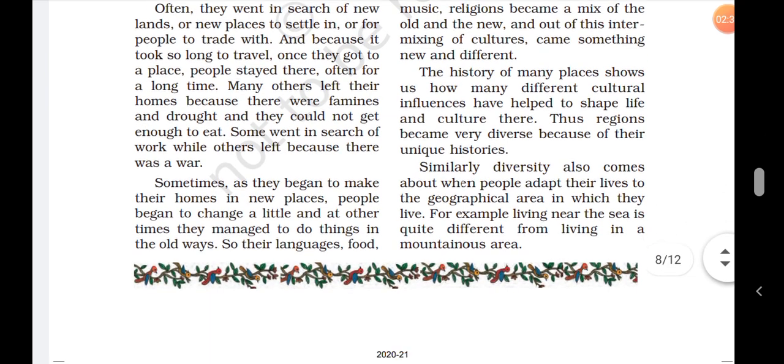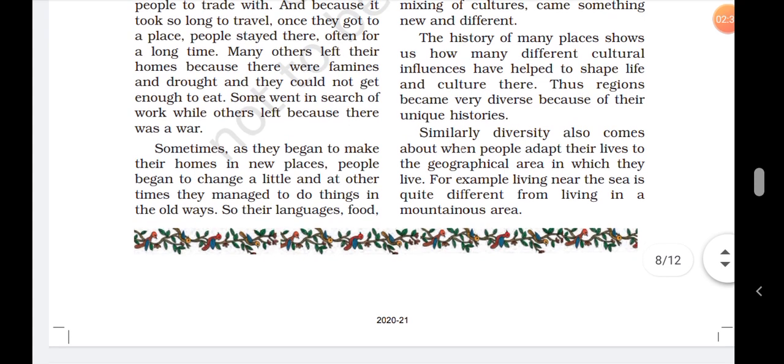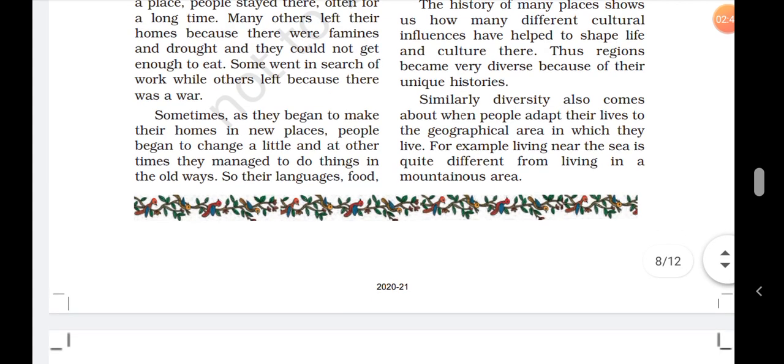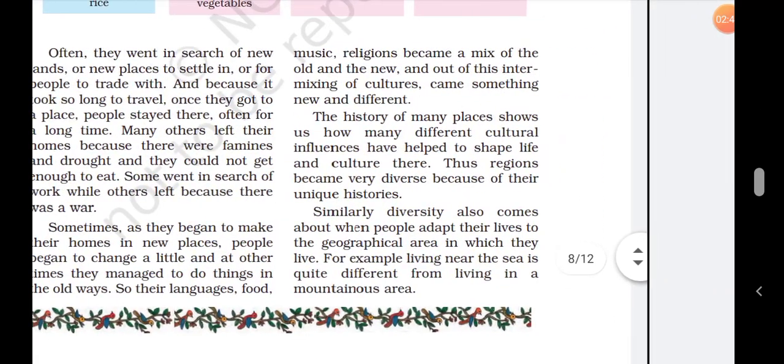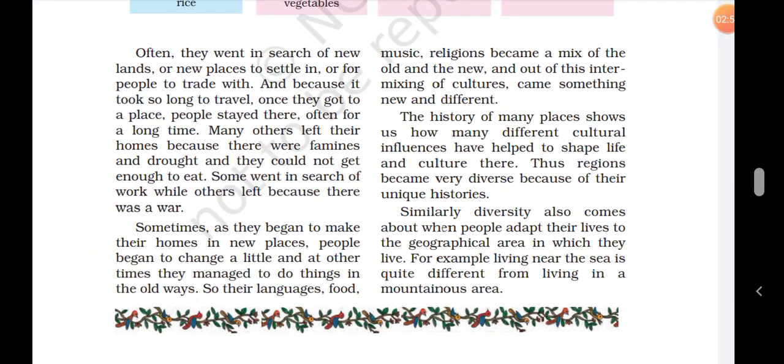And sometimes as they began to make their homes in new places, people began to change a little or a lot. Okay, तो जब वो नए प्लेसेस में जाते थे तो वो थोड़े चेंज हो जाते हैं उनके ट्रेडिशन के अकॉर्डिंग. And at times they managed to do things in the old ways, so their languages, food, music, religions became a mix of the old and the new.